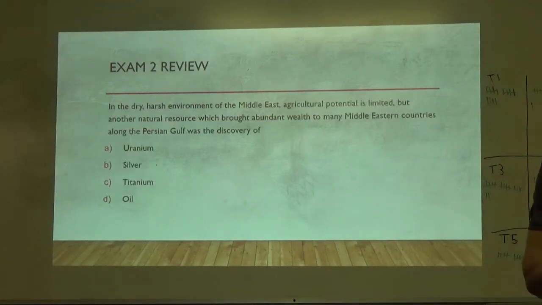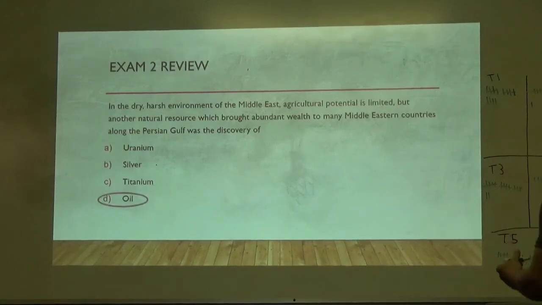All right, here we go. Next question. In the dry, harsh environment of the Middle East, agricultural potential is limited, but another natural resource which brought abundant wealth to many Middle Eastern countries along the Persian Gulf was the discovery of this. Is it A, uranium, B, silver, C, titanium, or D, oil? Okay, answers in 3, 2, 1. Everyone says oil. Very good.